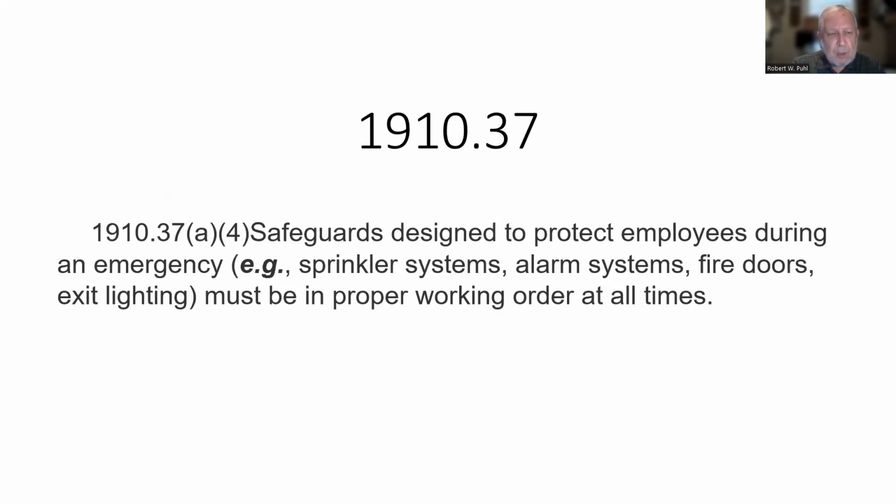Safeguards designed to protect employees during an emergency, for example sprinkler systems, alarm systems, fire doors, and exit lighting, must be in proper working order at all times. With maybe the exception of sprinkler systems, which usually have an outside agency come in periodically and inspect them, and usually your insurance company sends somebody in to inspect too. But the other things sometimes get lost in the maintenance shuffle. So as a safety person, you've got to keep an eye on that.